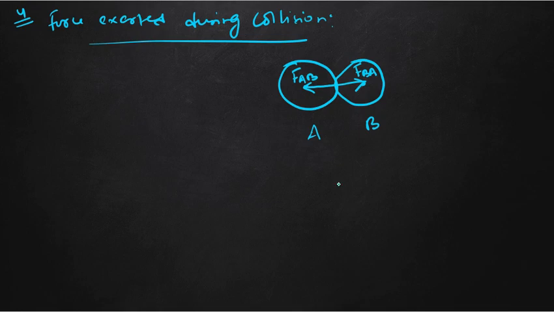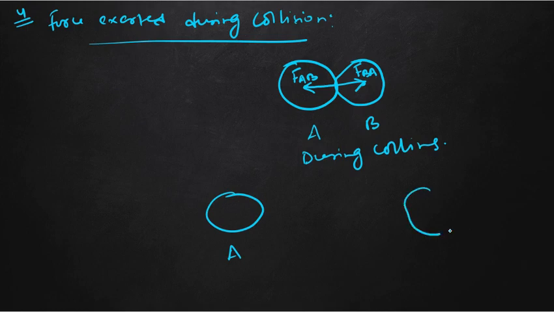So after collision, this is the figure during collision. So after collision, what will we do? As body B has pushed A towards the right, body A will move in this direction, whereas body B will move in this direction. So these are the two directions after collision.